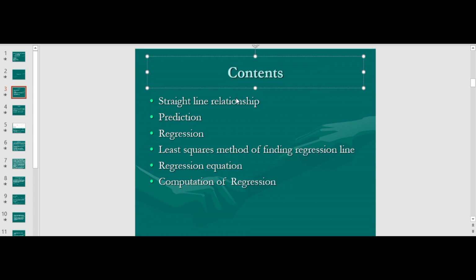So these contents will be discussed in today's lecture. At the last, we will compute the regression equation, put in the values of the x variable, and predict from the value of the x variable the y variable, the dependent variable.